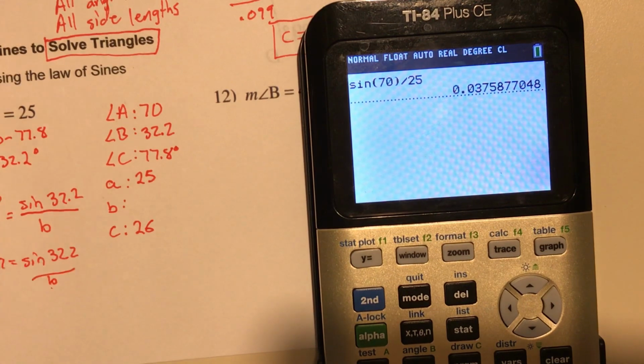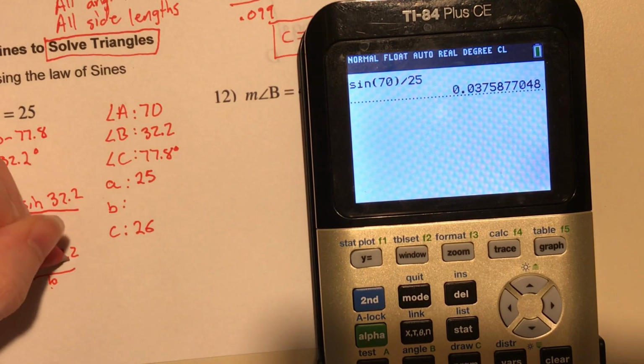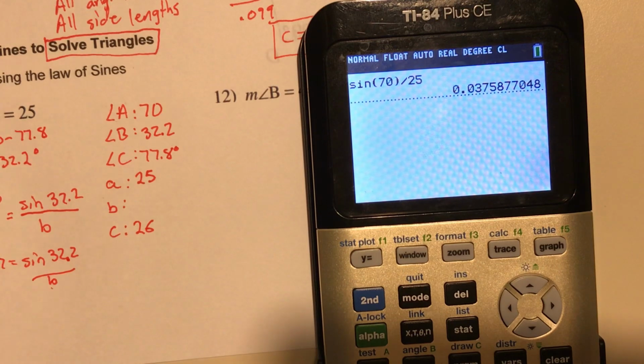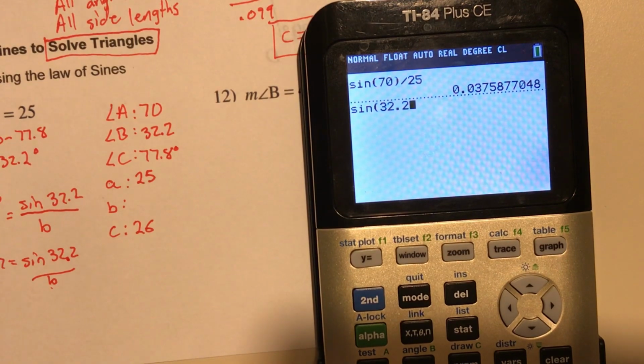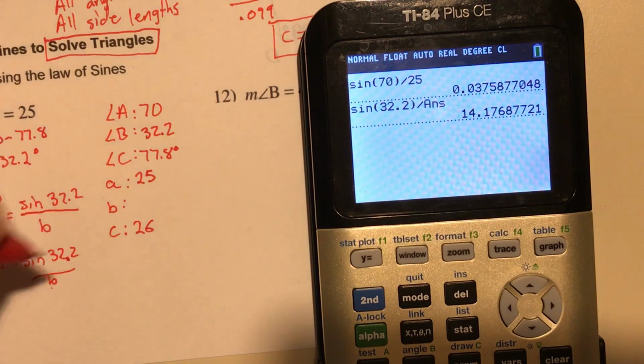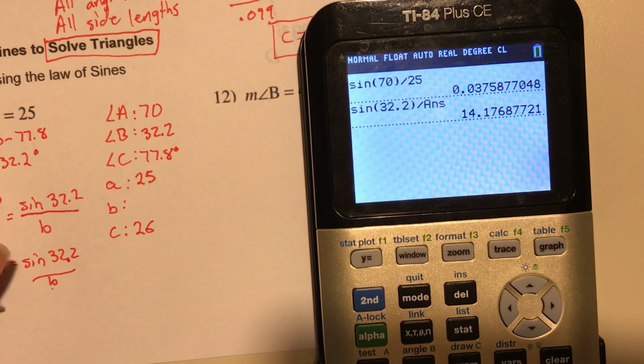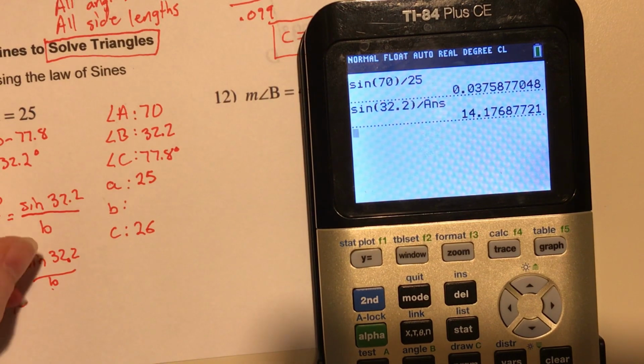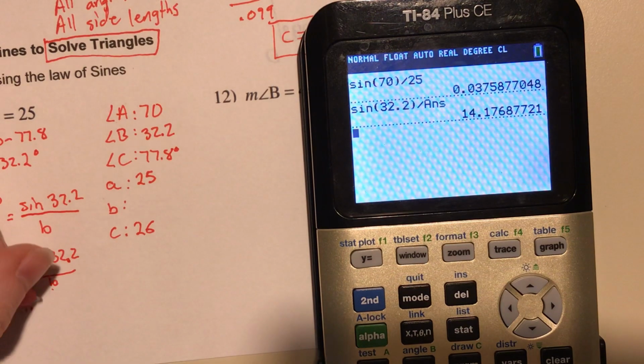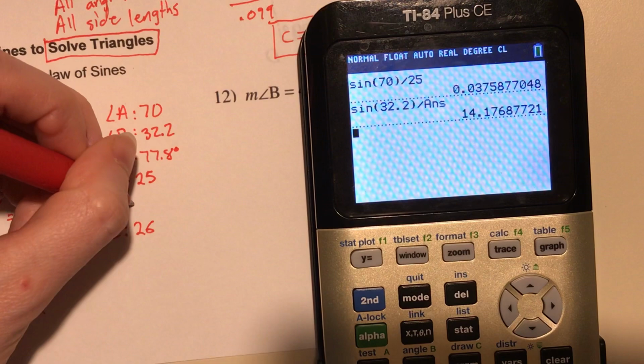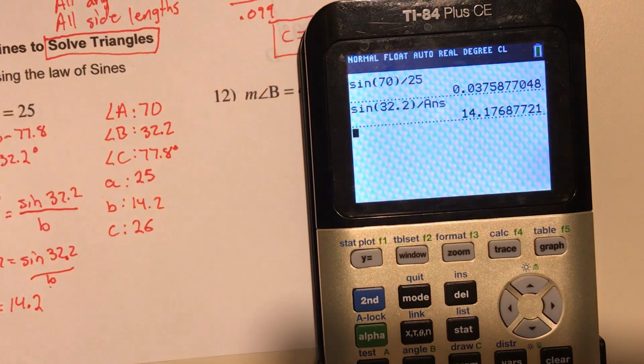And of course, when you manipulate this around, we're doing the sine of 32.2 divided by 0.037. So we'll say sine of 32.2 divided by second answer. And we've got B is equal to roughly 14.2. So B here is going to be equal to 14.2, that side length.